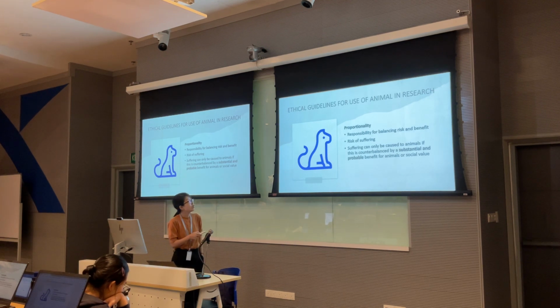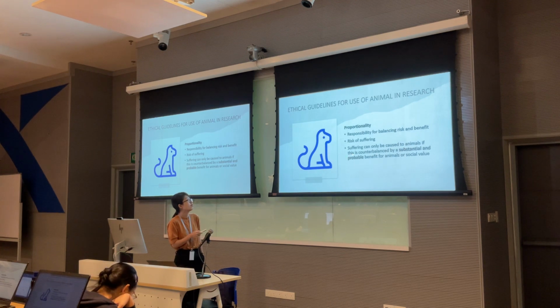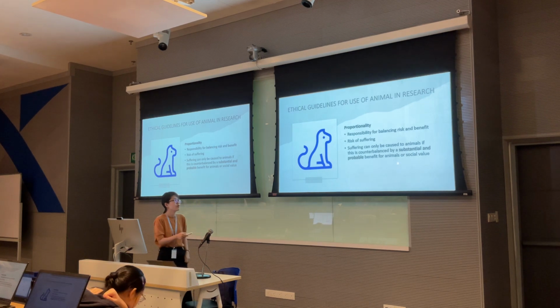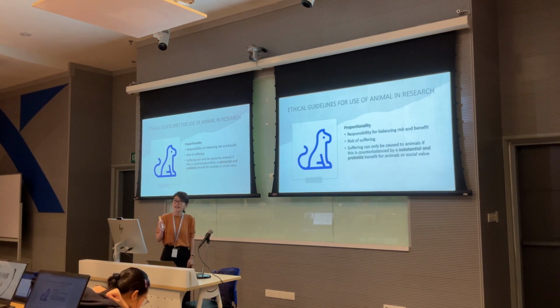Suffering can only be caused to animals if it is counterbalanced by a substantial or profitable benefit for the animal or social value, unless you have a very strong justification. Otherwise, try not to create any suffering to the animal.